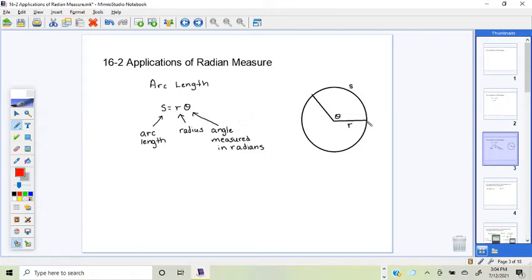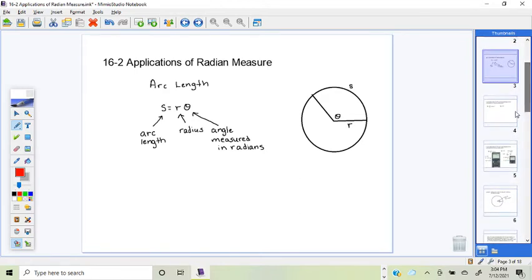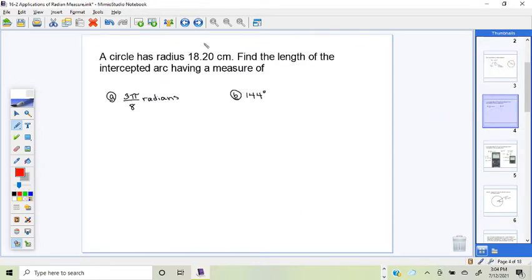So arc length, what's the arc length? The arc length would be like if you took a tape measure and you measured from here all around the curve until you get to here. So our arc length equals our radius times this angle measured in radians. It will work if it's measured in terms of pi, but also if you're just given a number of radians to go by. So let's take a look at a couple of sample problems.